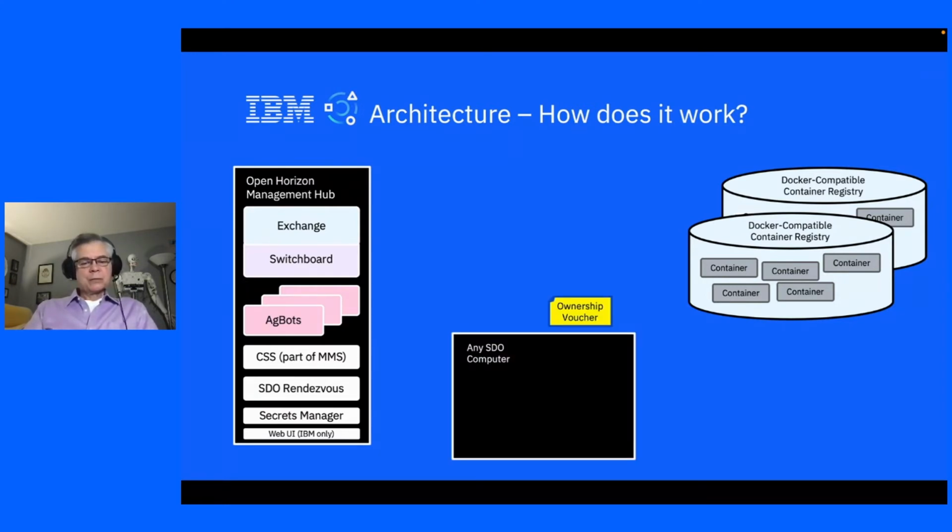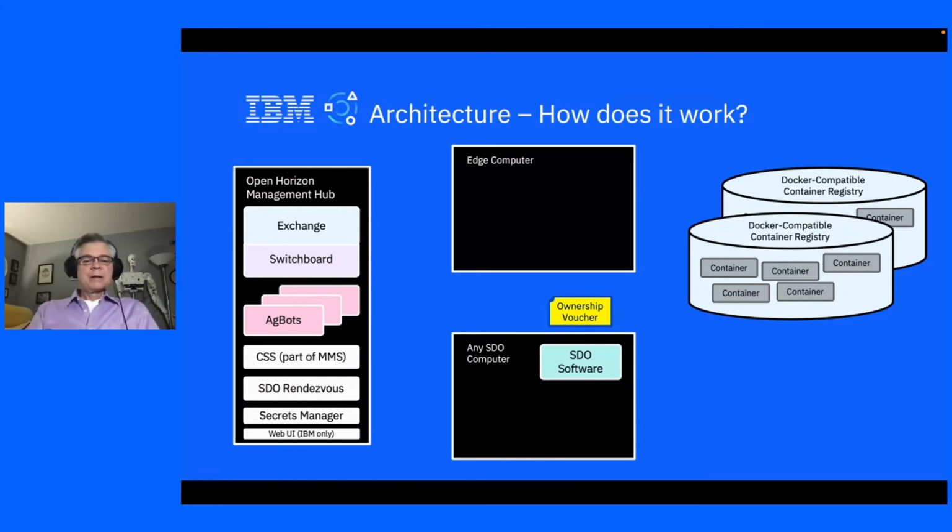So this first one here is an SDO computer, a secure device onboard computer, and they always come with an ownership voucher, which is a key for that machine. And the SDO software is installed in the factory for these machines. And like I said before, you can make your own. You can install the SDO software and create your own ownership vouchers if you wish.